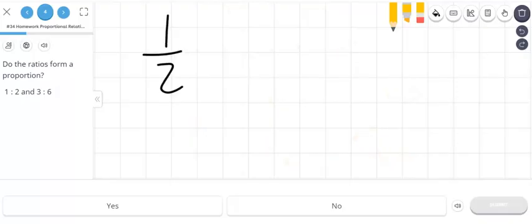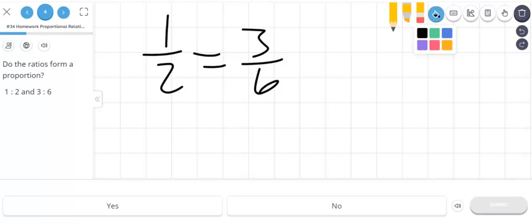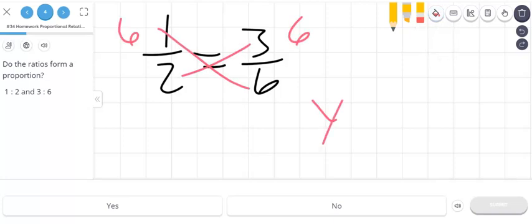So 1/2, does that equal 3/6? So again, if we do our cross products, that's 6, 6, so yes.